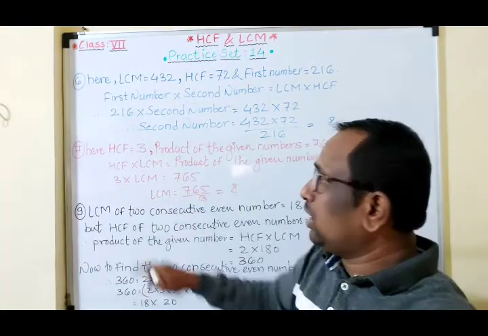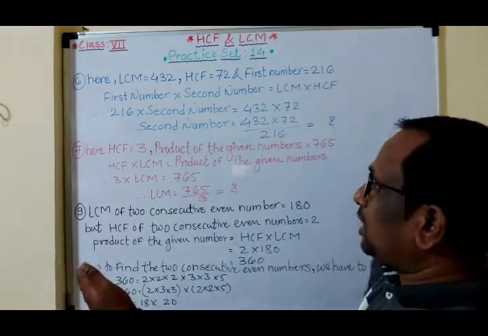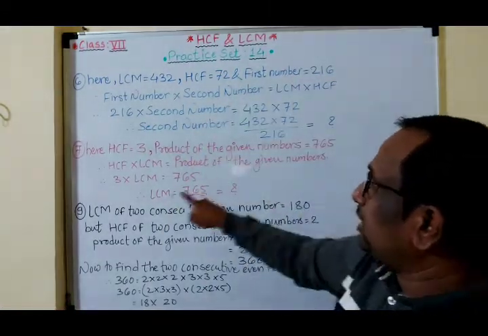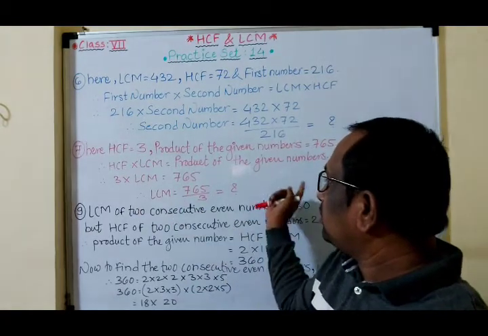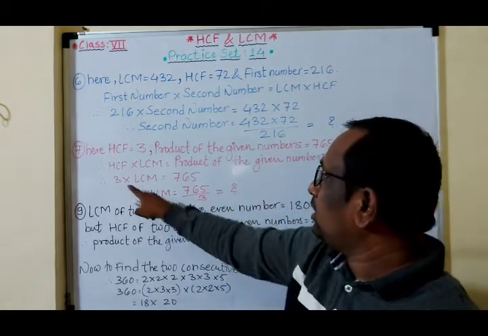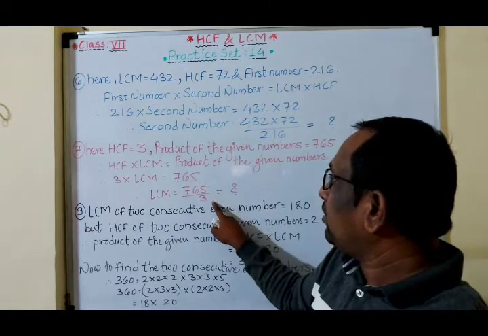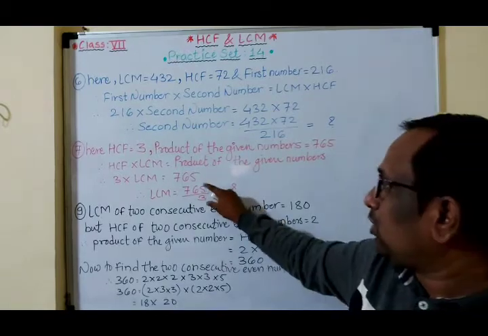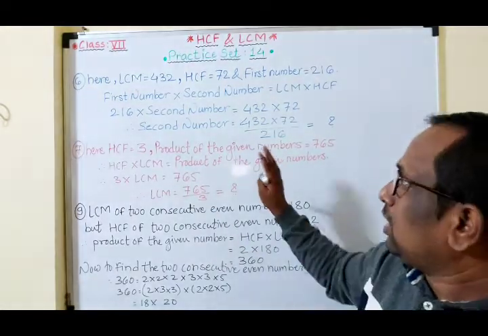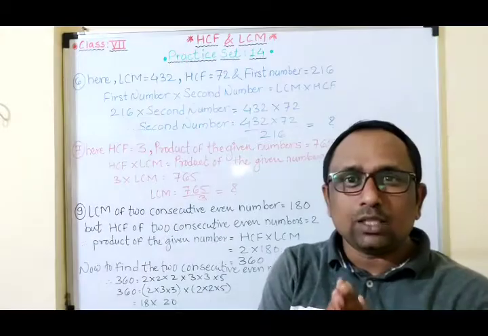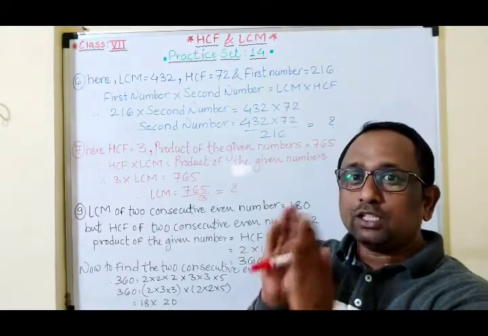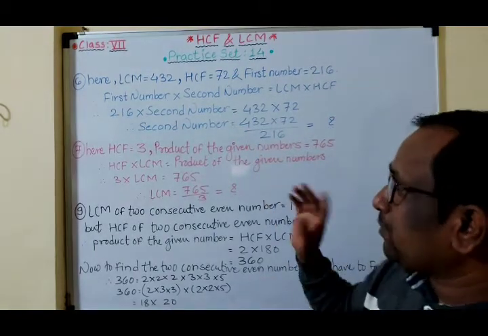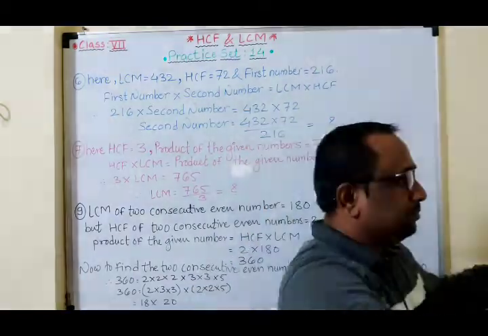This 3 is on the left hand side, so it comes to the right hand side. When it comes to the right hand side, multiplication becomes division. We have to change the sign. So 765 divided by 3, then you will get the LCM. Here also I gave the question mark, meaning this calculation you have to do, students. See the formula: product of two numbers is equal to LCM multiplied by HCF. This formula we have to apply in word problems 6 and 7. And now the 8th word problem.